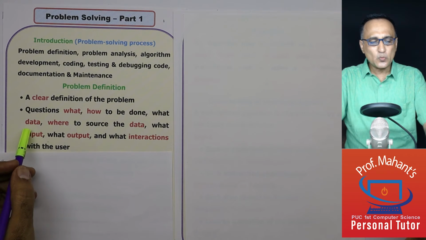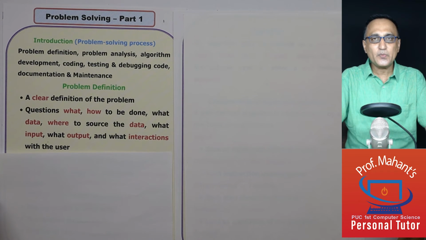Now, it's asking us what data do we require. The only data we require from the user is the length of the three sides. Let us call them side A, side B, and side C.